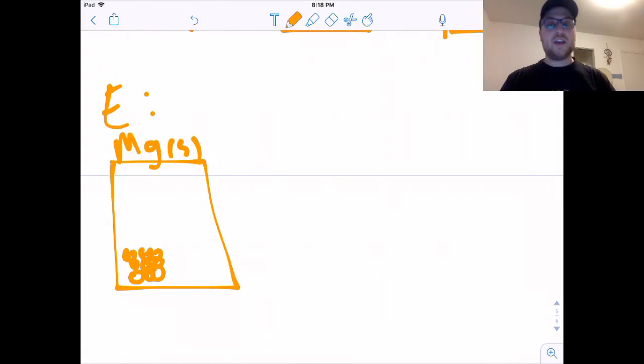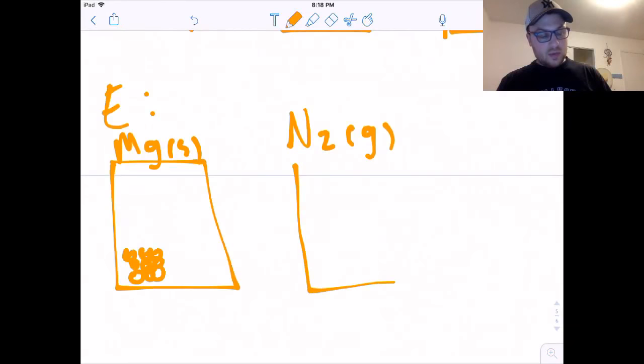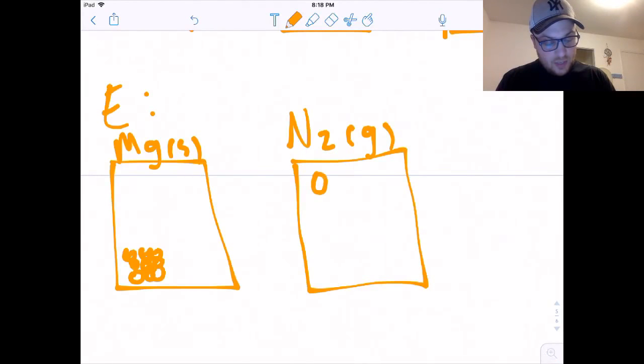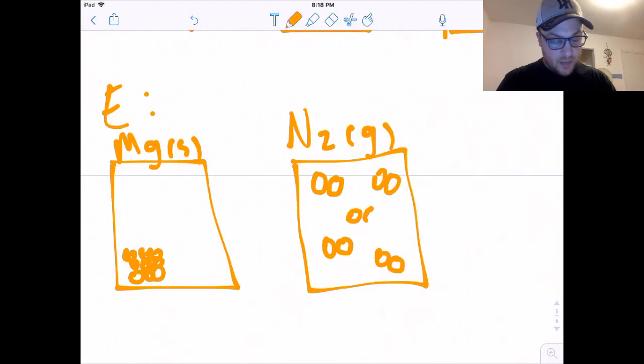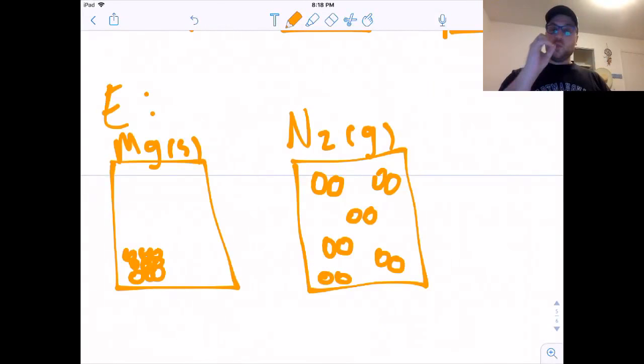Or you can also draw a diatomic element, like N2. Since N2 is diatomic, you have to make sure that those two atoms are the same color. Both of them are either shaded in or not shaded in, because those particles both represent N. And since it's a gas, you're just going to draw them occupying the whole container. But Mg here was a monatomic element. It was one circle, and all these circles are connected and stacked and rigid like a solid.